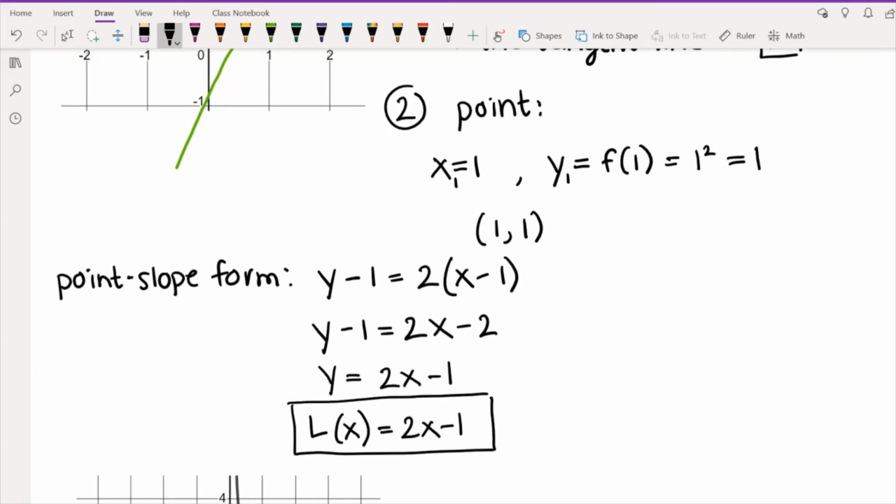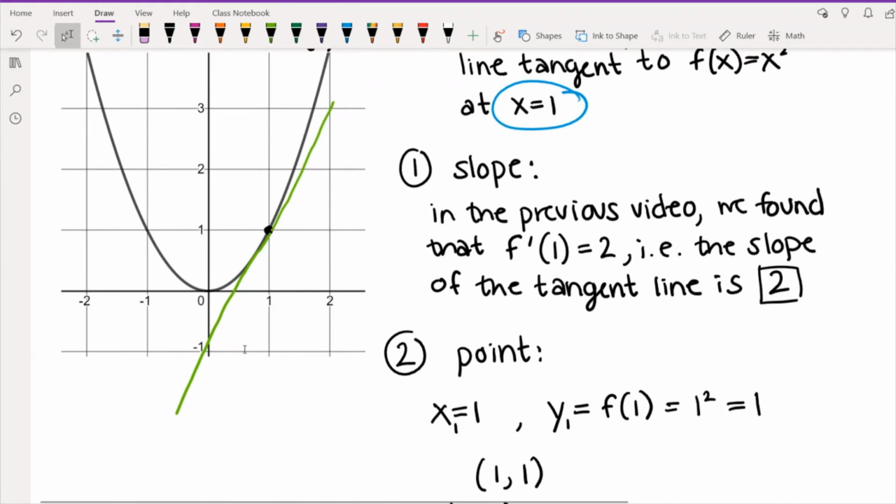Let's double check that this makes sense with the picture we have, and it does. I didn't draw this perfectly, but we can see that our line has a slope of 2, and the y-intercept appears to be -1.